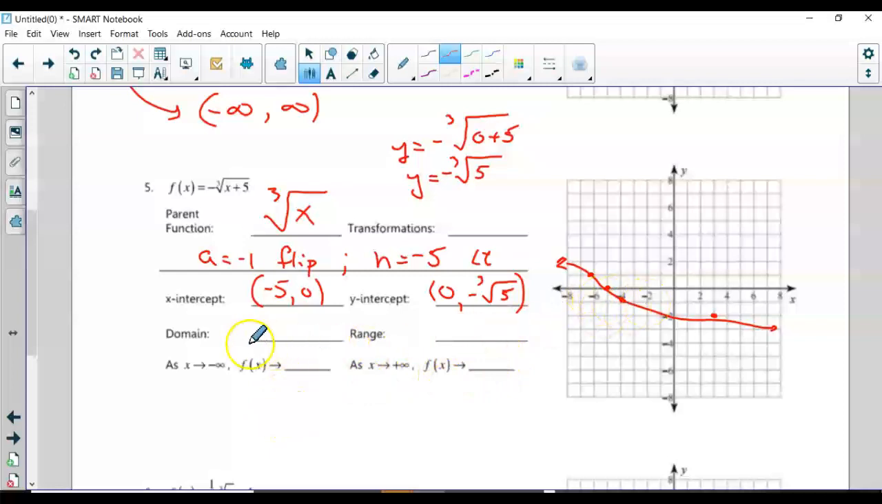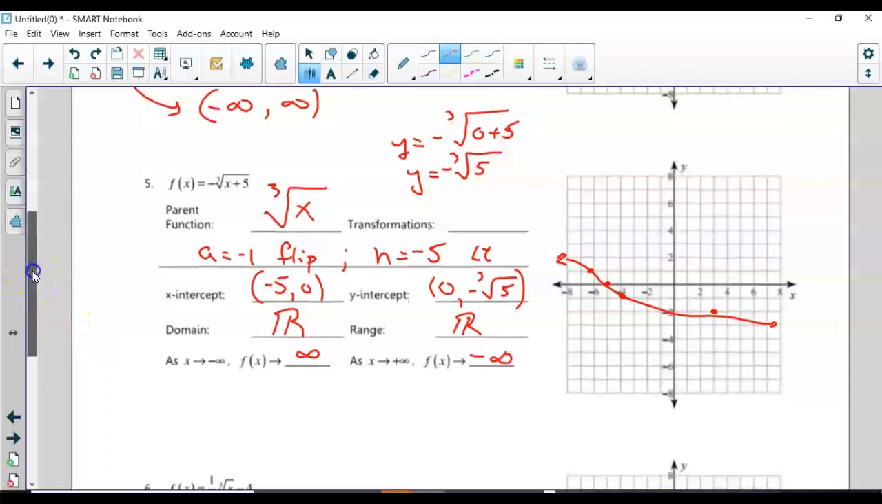Okay. Domain didn't change. Still using all those values. Range didn't change either, right? Still goes up forever and ever and ever. So now, the left side is going off to infinity. It's going up. And the right side is going down to negative infinity.